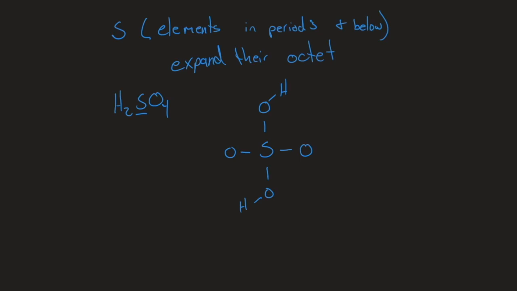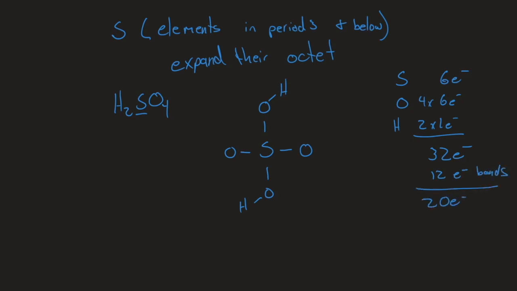I'm going to count up the total number of electrons. So sulfur is also in group 6, and so it has 6 electrons. Oxygen is in group 6, but we have 4 of them, so 6 electrons each. And then hydrogen, we have 2 of them at 1 electron each. So we have 6 times 4 is 24, plus 4 is 30, plus 2 is 32 electrons. We've already used 2, 4, 6, 8, 10, 12 electrons in bonds. So that gives me 20 electrons remaining.